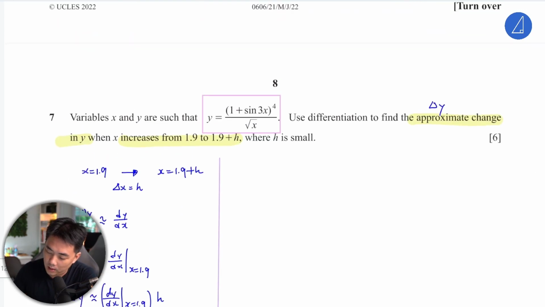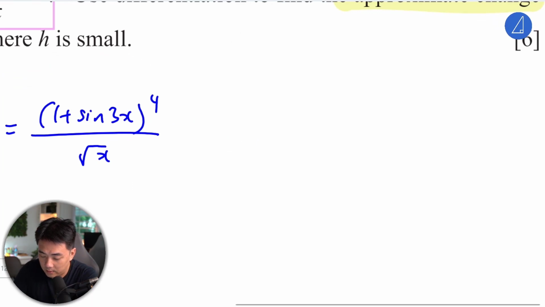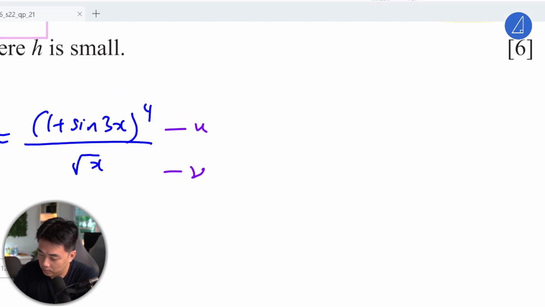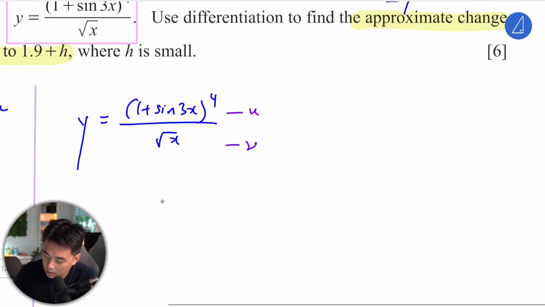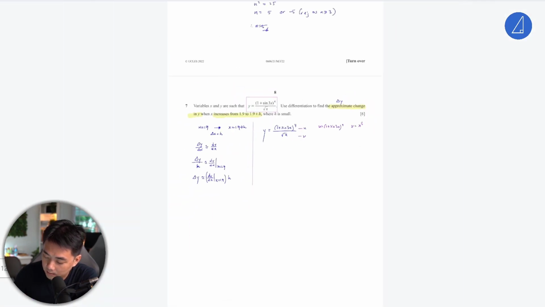In this case, I'm going to use the quotient rule. So y is 1 plus sine 3x to the power 4, over square root x. This will be my u, and this is my v. So u is equal to 1 plus sine 3x to the power 4, and my v is just square root x, which is x to the power half.